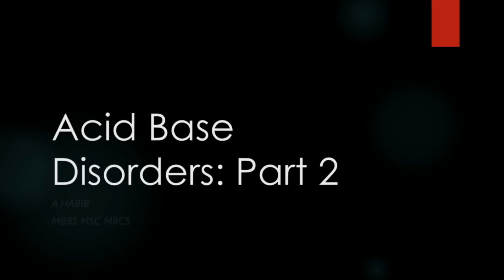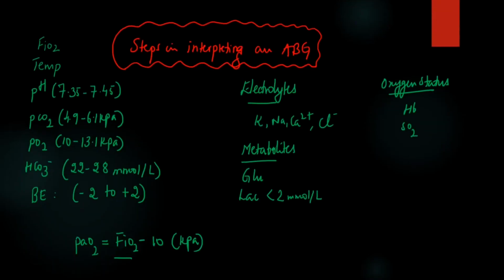In part 2 of this talk, we'll be looking at interpretation of arterial blood gases and solve a few clinical scenarios together. Before moving on to the scenarios, let's have a look at some of the important parts of an ABG.